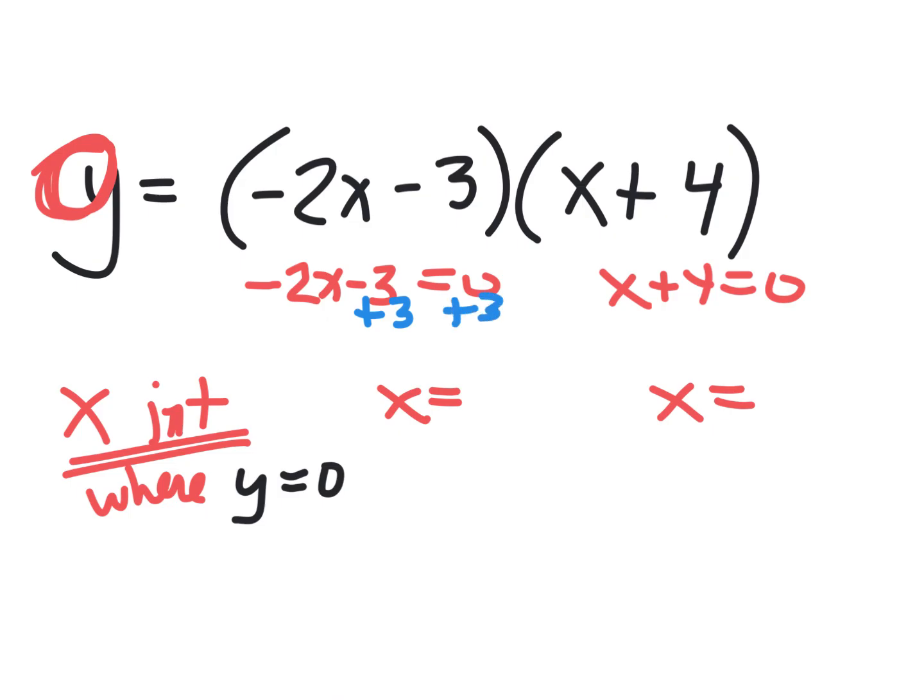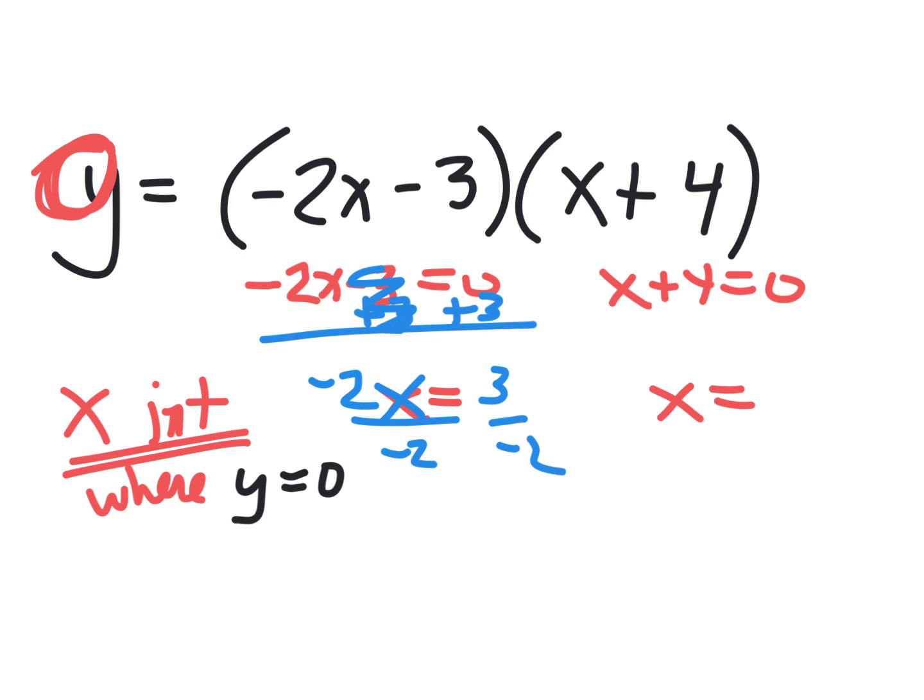Plus 3. So this one would be negative 2x, because these canceled, equals 3. Divide by negative 2, divide by negative 2. And if you're concerned about where you would graph negative 3 over 2, did you know that 3 over 2 is like 1.5? When you're graphing today, just put it about where 1.5 would be. Today is not super accurate. So if you get confused on this, just know that it's about 1.5.